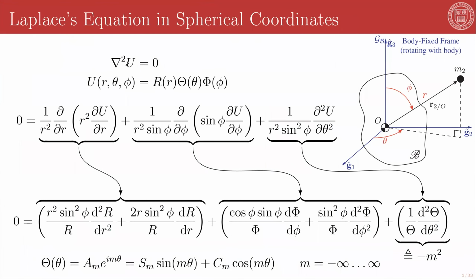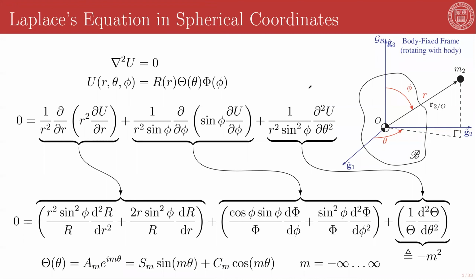Our governing equation is del squared U is equal to 0. U is a function of spherical coordinates r, theta, and phi. And we are going to solve this by separation of variables by assuming a form of U that is the product of a function R that is a function of lowercase r only, a function capital Theta that is a function of theta only, and a function capital Phi that is a function of phi only.